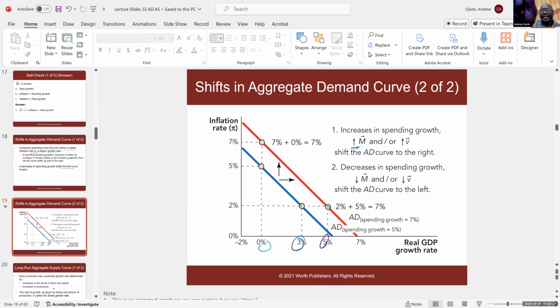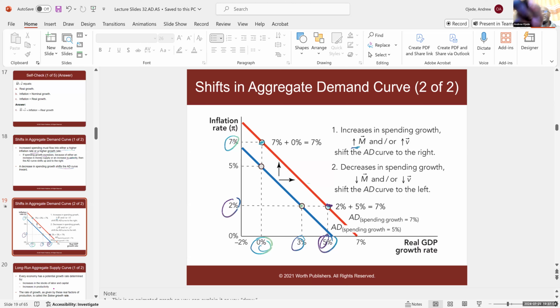Because if you pick this point here, that means we're adding a 2% inflation rate and a 5% growth rate in real GDP. That adds to 7%. Or if you pick this point on the new demand curve, we're talking about 7% inflation and a 0% growth rate in real GDP. So that adds to 7%. So you're going to get a new combination of real output growth and inflation rate, which add to 7%.